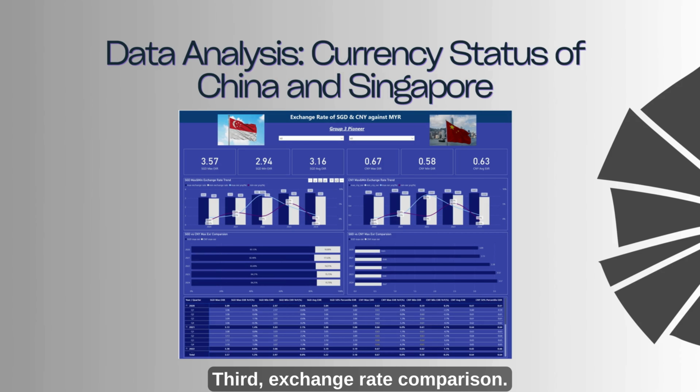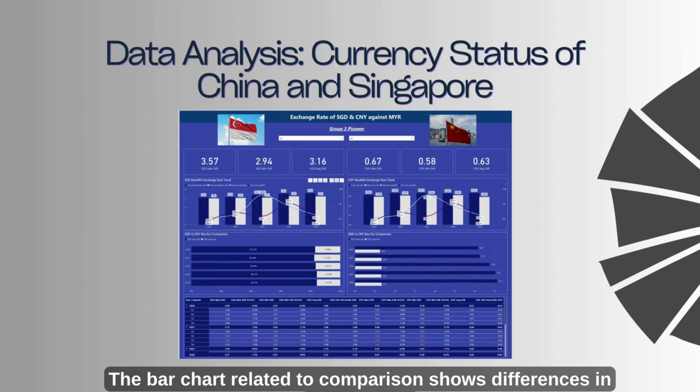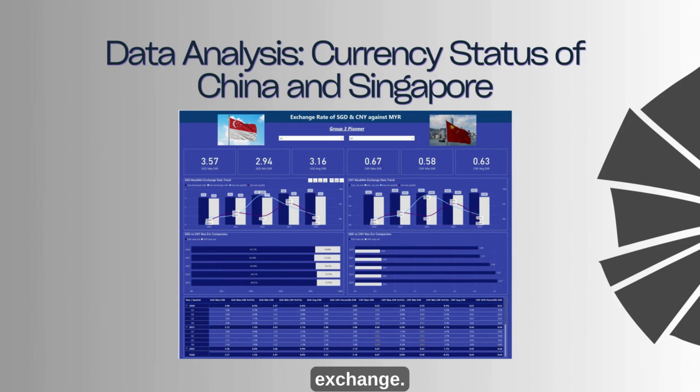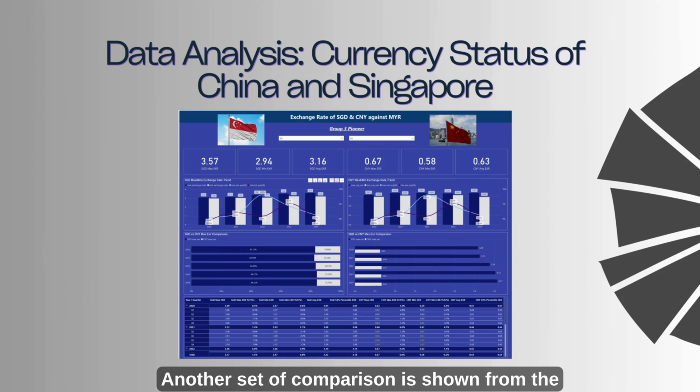Third, exchange rate comparison. Singapore dollar versus Chinese yuan maximum exchange. The bar chart related to comparison shows differences in proportion and other dimensions. There are also Singapore dollar versus Chinese yuan maximum exchange. Another set of comparison is shown from the perspective of the difference, such as 2020 Q1, where the Singapore dollar maximum exchange rate is 3.09, the Chinese yuan maximum exchange rate is 3.05, etc.